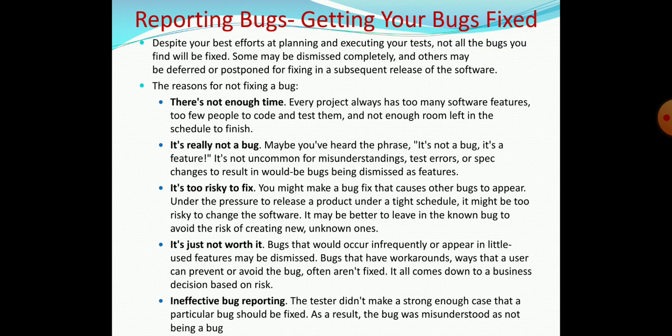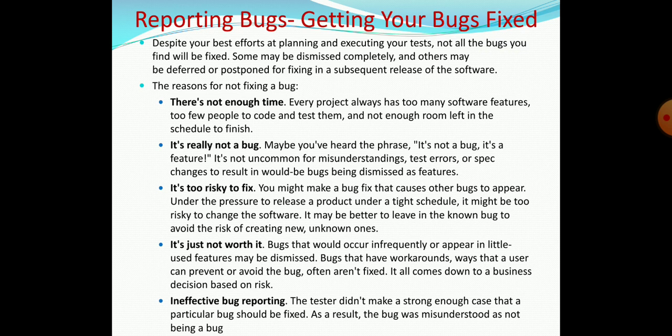So the first reason for not fixing a bug is that there is not enough time. Every project always has too many software features, too few people to code and test them, and not enough room left in the schedule to finish. If you are giving maximum time to the coding or designing phase, you will get very little time for testing. So many of the bugs will remain as they are. You are not getting enough time to fix them all.